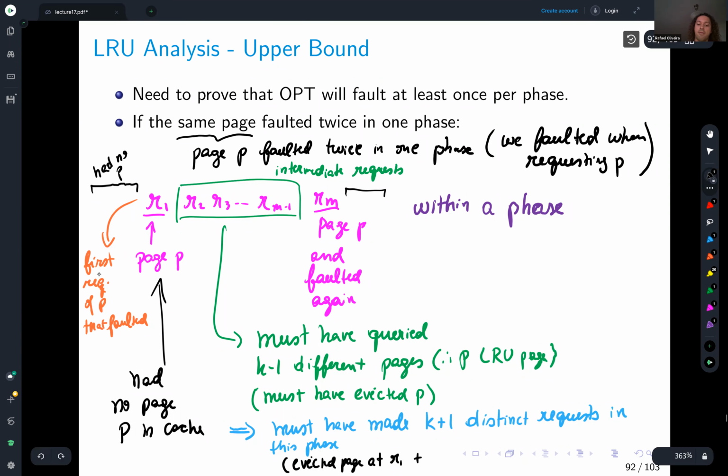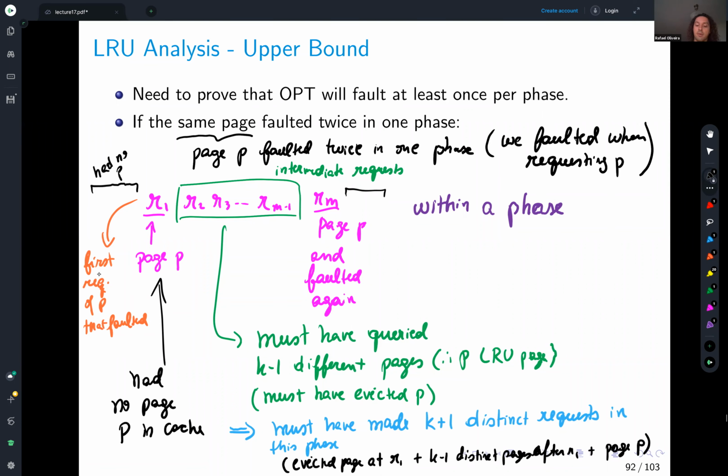Then we have the k minus 1 distinct pages after R1. And note that none of these are the page P, right? And these distinct pages after R1 have to be different than the evicted page, right? Because the evicted page was not there. And then what we have is page P, right?